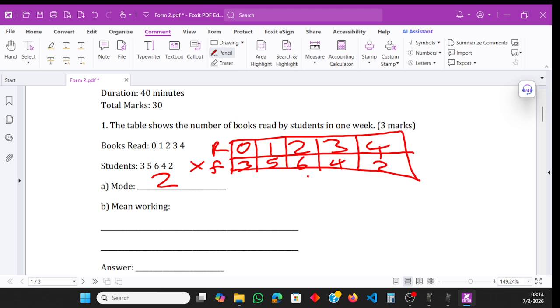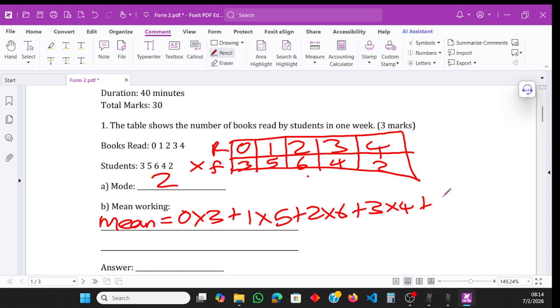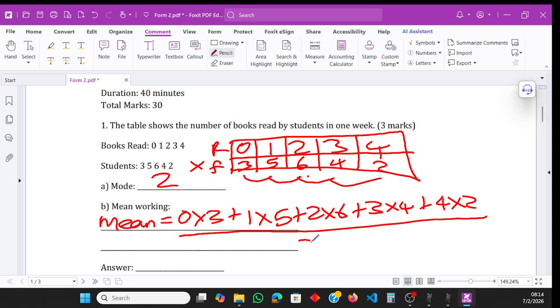Then the next one, we want the mean. Mean or average is calculated as we're going to look at the sum of the products of corresponding values. So I've got 0 times 3 plus 1 times 5 plus 2 times 6 plus 3 times 4 plus 4 times 2 all over the total of frequency. Now, the total of frequency, not all the values we have. So if I say 3 plus 5, it gives me 8, plus 6, it gives me 14, plus 4, it gives me 18, plus 2, it gives me 20. So whatever I have, I'm dividing by 20.